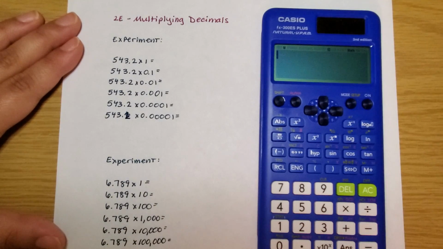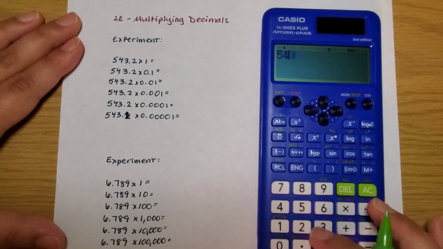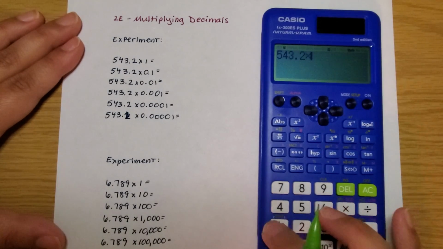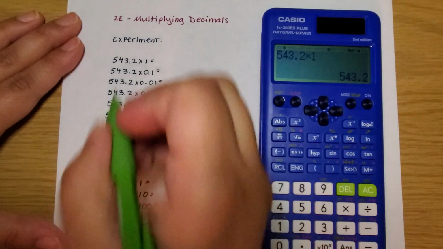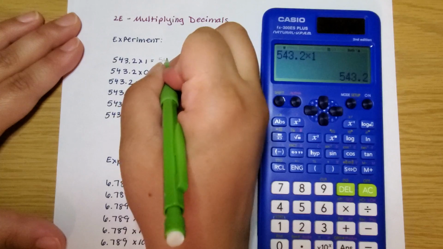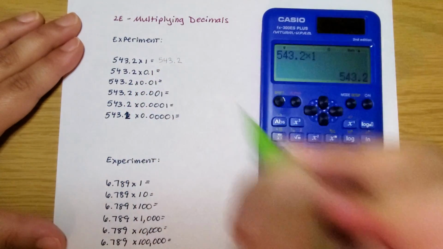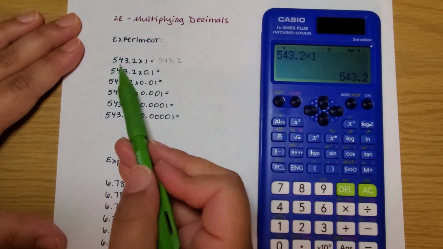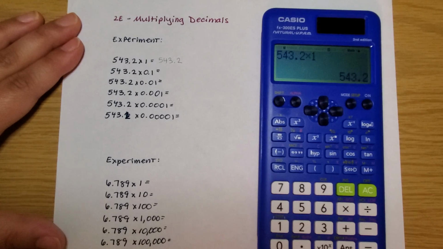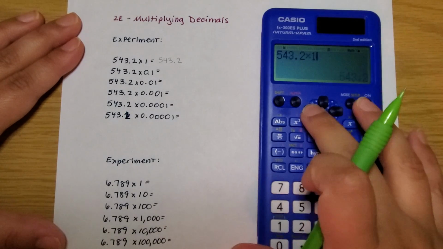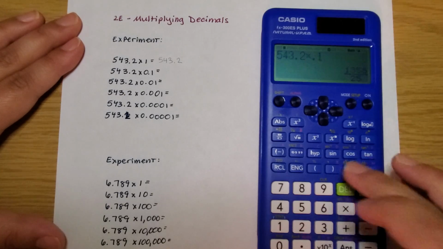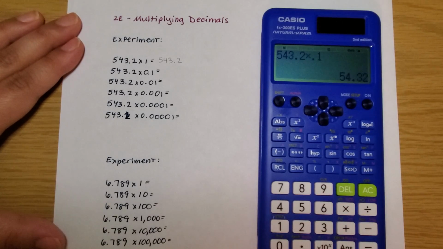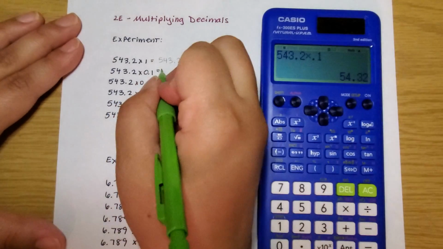So let's see if that is true on the calculator. 543.2 times 1. Oh, this is the weird calculator. So it's going to give us 543.2. So my little guess there is correct. Nothing changed when we multiplied by just 1. But now what happens if we multiply by 0.1 instead? Now we get 54.32.